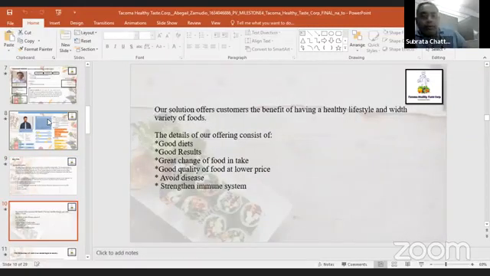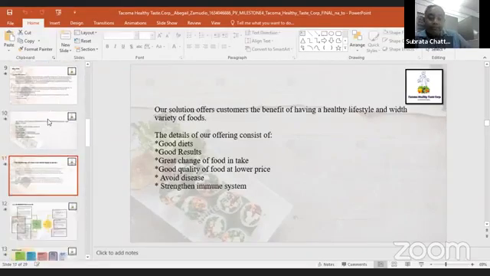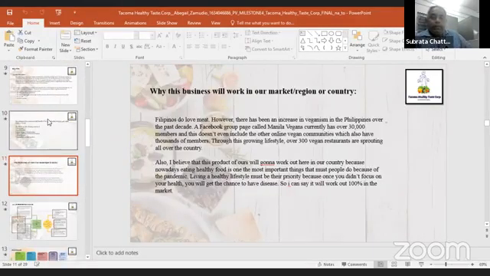Okay, so they want to offer a good diet, good results, a good change of food intake, and good quality food at a lower price, and avoid disease and strengthen the immune system. Now, the question is, why will this business work in their market, region, or country? They have done research on that.